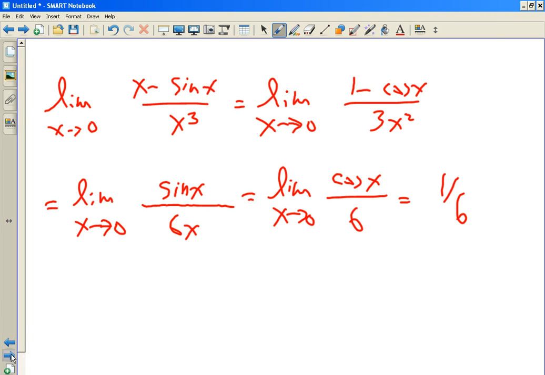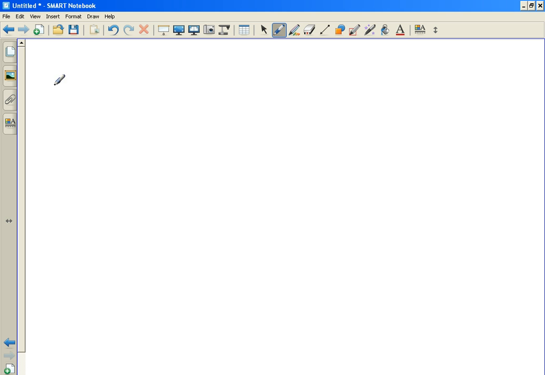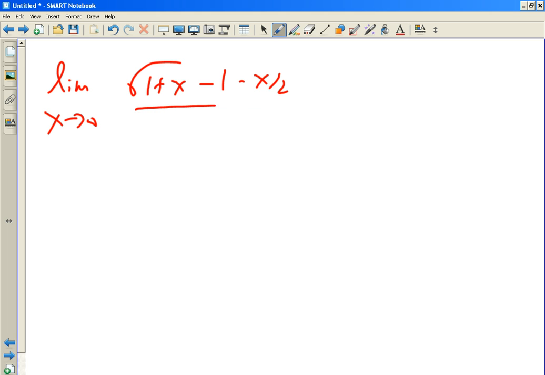Can I try another one? Alrighty. The limit as x approaches 0 of the square root of 1 plus x, minus 1, minus x over 2, over x squared. All right, what form is this? Is this 0 over 0, infinity over infinity, or something else? It is 0 over 0, right? Because plug in 0 here, you get 1 plus 0 is 1, root 1 is 1, 1 minus 1 is 0, and 0 over 2 is 0, so 0 minus 0 is 0, over 0 squared is 0, yep.